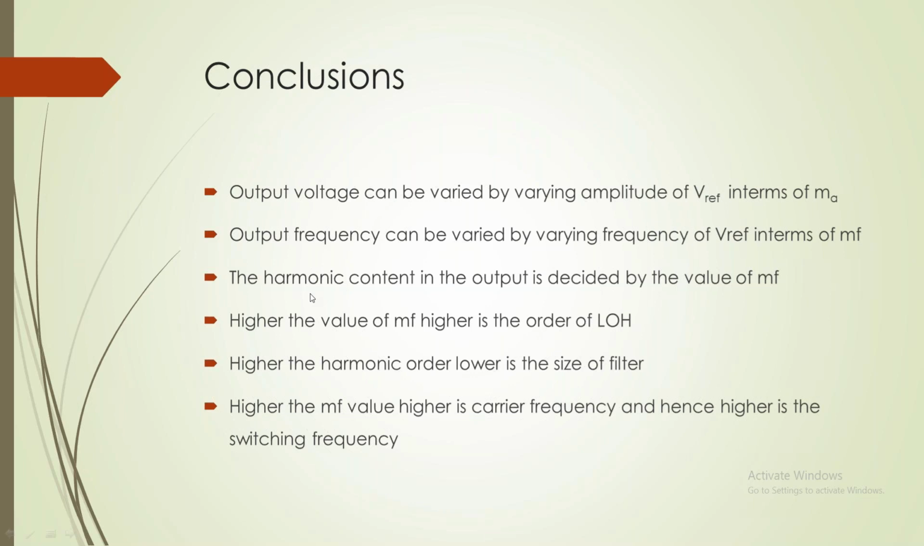The harmonic content is important for us. Harmonic content in the output is decided by the value of MF, the frequency modulation index, right? So harmonic content is affected by MF. Now, higher the value of MF, higher the order of the lowest order harmonic. The lowest order harmonic we define as the predominant harmonic, the harmonic which is nearest to the fundamental, whose amplitude is more than 3% of the fundamental, etc.